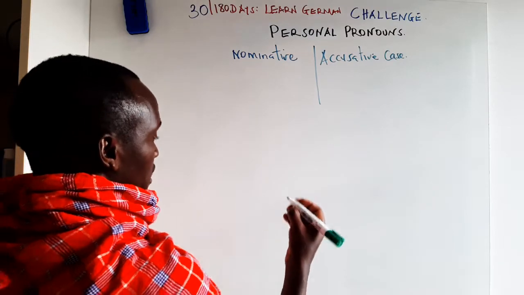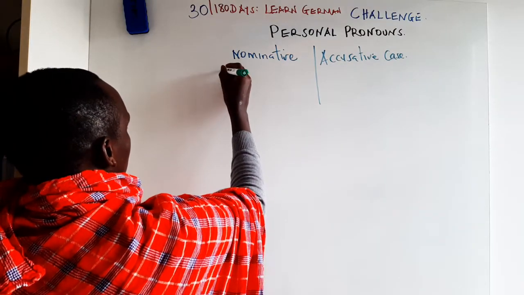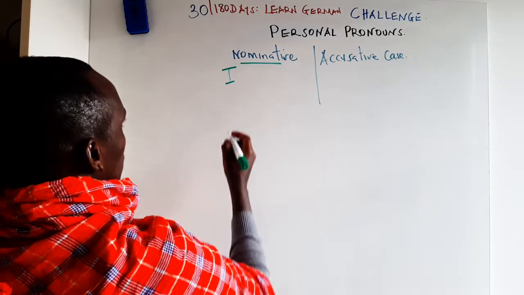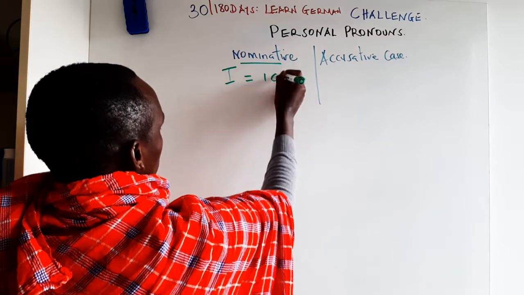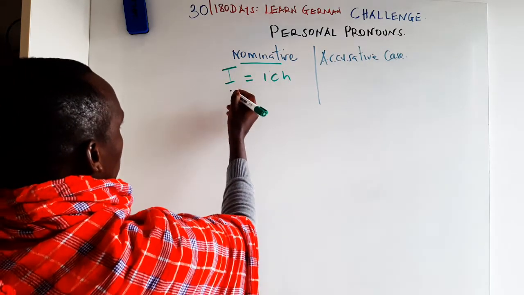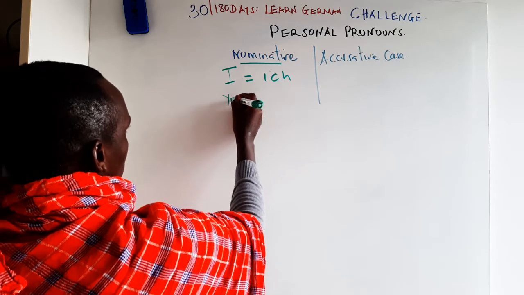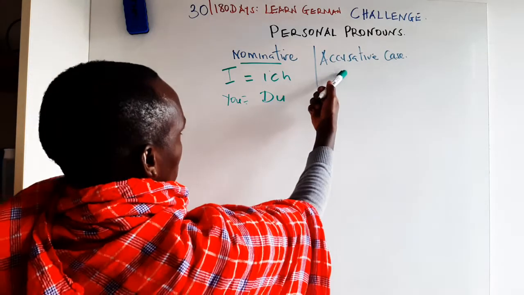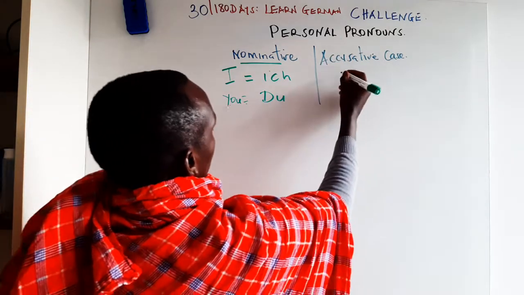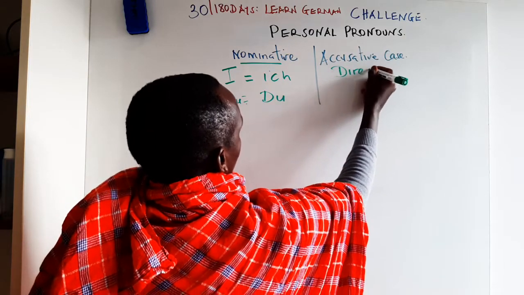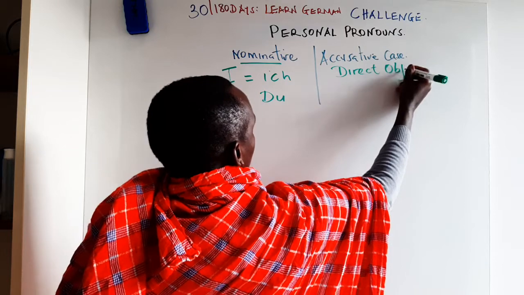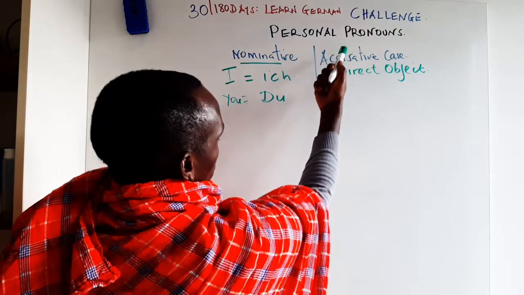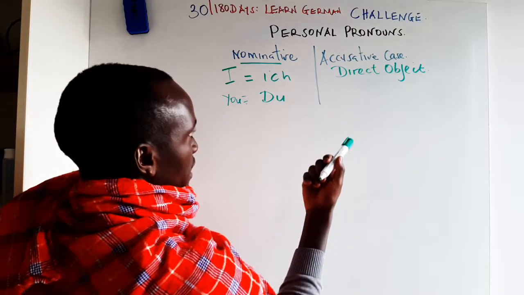All right, so if you say I, this is the nominative pronoun. So I, you know, it's ich, and you is du, for example. So the accusative is for the direct object. In this case, a pronoun replaces a noun so that you avoid a repetition.